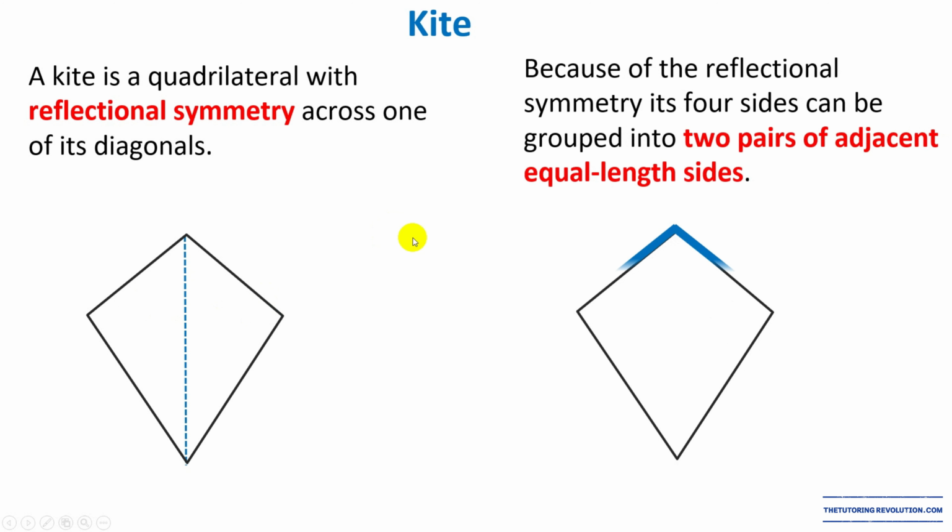In other words, this side and this side will be congruent. These two sides are adjacent, one next to the other, and they are congruent. And this side and this side are congruent. Again, these two adjacent sides are congruent. So in a kite, we have two pairs of congruent sides, and those sides are adjacent to each other.